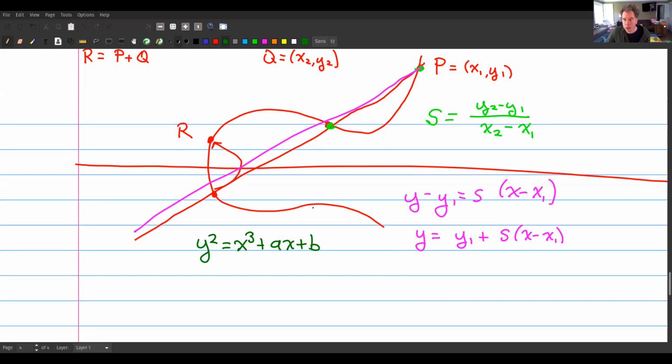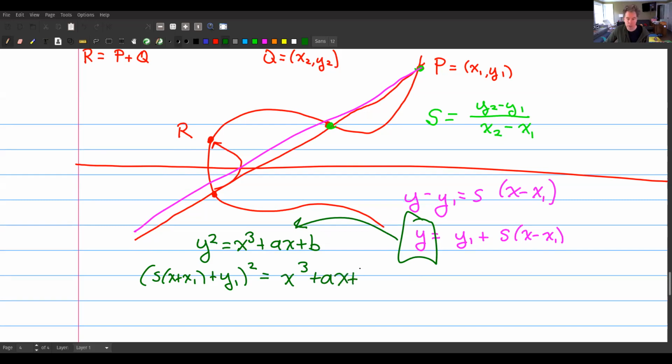And now if we wanted to find the intersection of the elliptic curve and the line, then we take this y and substitute it into this other one, and then we get (s times (x plus x1) plus y1) squared is equal to x cubed plus ax plus b, et cetera. And then we would find the solution x, y, and then that would be this guy, and then you would just make the y coordinate negative and it would go up there.